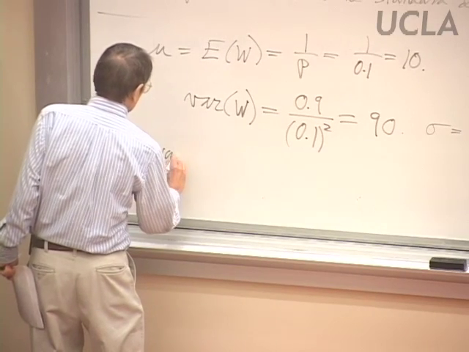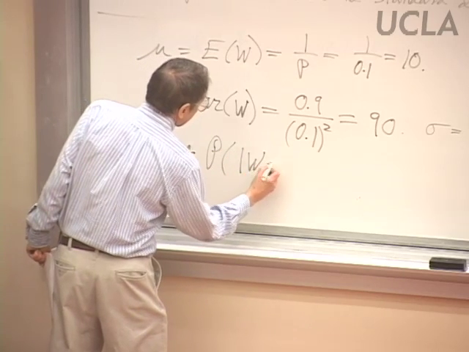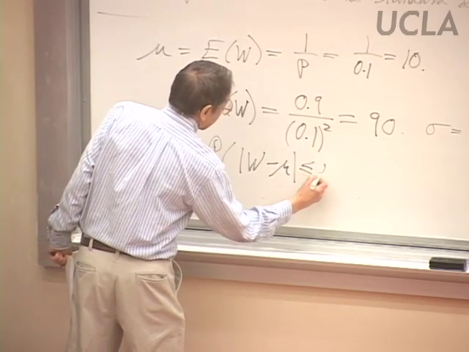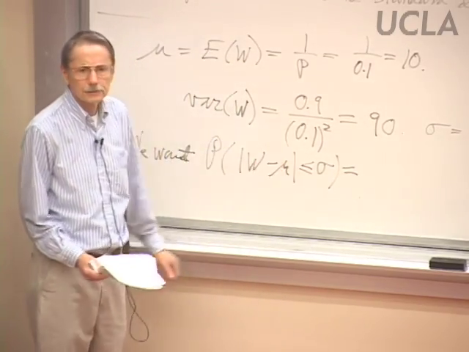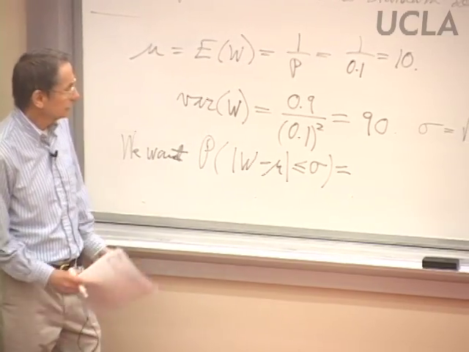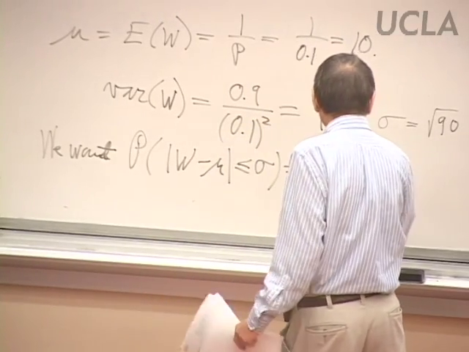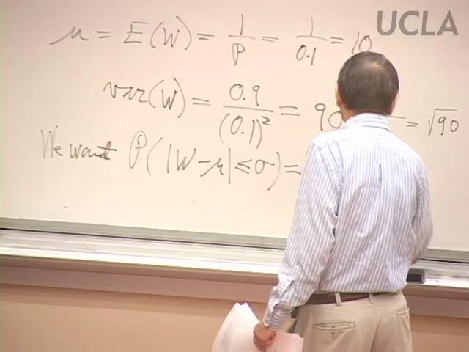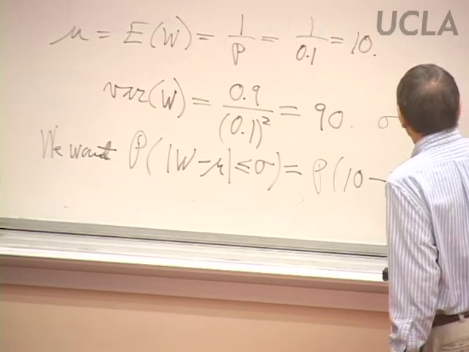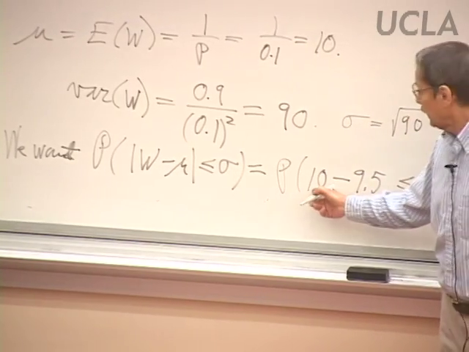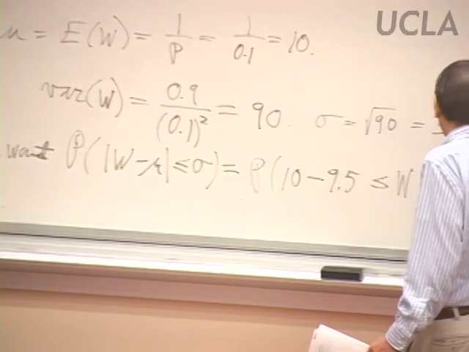So what we want is the probability that the distance between W and the mean is no more than 9.5. There's the probability that W is at least 10 minus 1 standard deviation, and at most 10 plus 1 standard deviation.